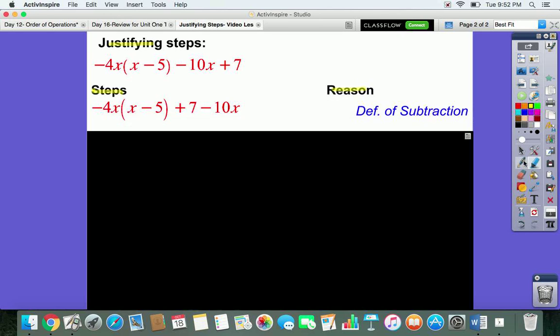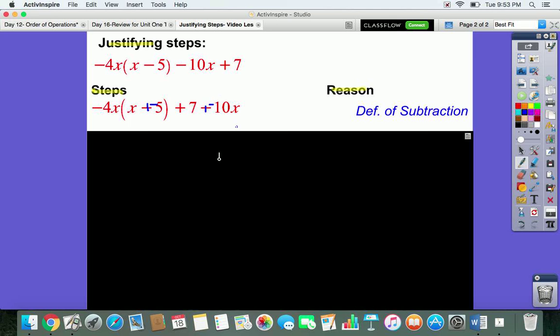I know the very first thing that I want to do is use definition of subtraction. So keep, change. So I'm going to change that x minus 5 to x plus negative 5. I'm going to change the last term from minus 10x to plus negative 10x. And now I'm set up and ready to start simplifying the problem.